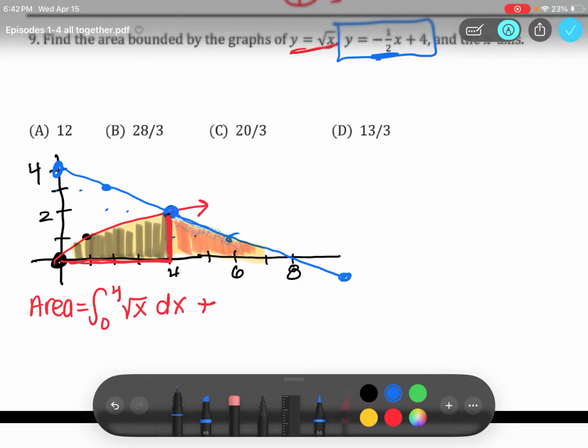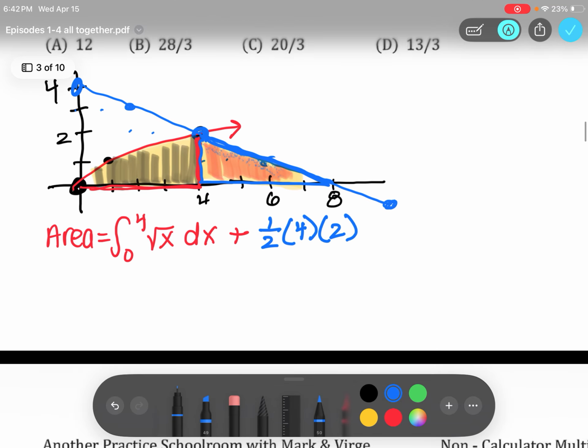Do I have a normal pen? Okay, sorry, getting used to this iPad. This is just a triangle right here. We know that the area of a triangle is 1/2 base times height. Well, this base is 4 and this height is 2. So that's going to make our life a little bit easier on that part.